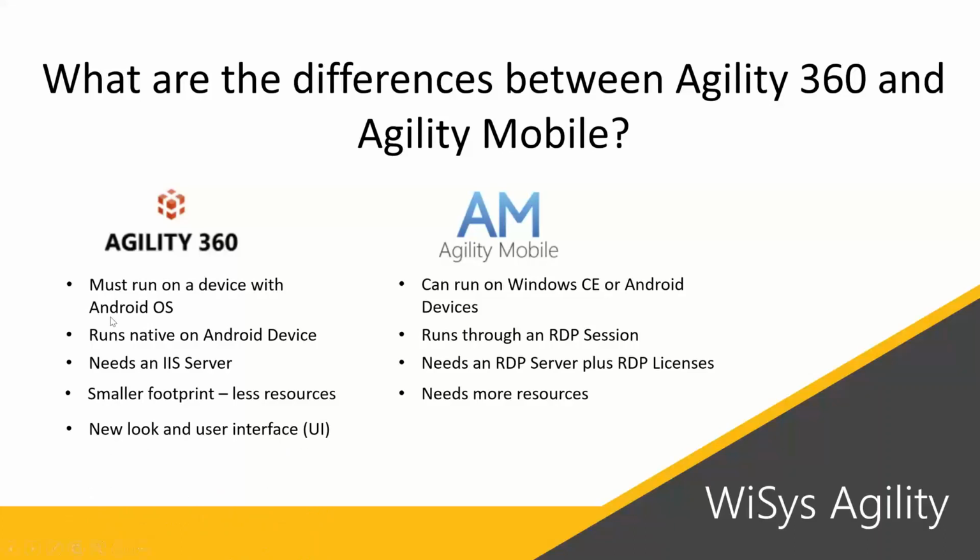And then Agility 360, as you can tell by the icon here, has a new look in a user interface. Take advantage of some of the technology. You can swipe left and right, scroll up and down with your finger. You can do a little bit of that in the RDP app, but not as much. So the Agility Mobile, although still a very valid and robust application, it does have a bit more of a legacy look.